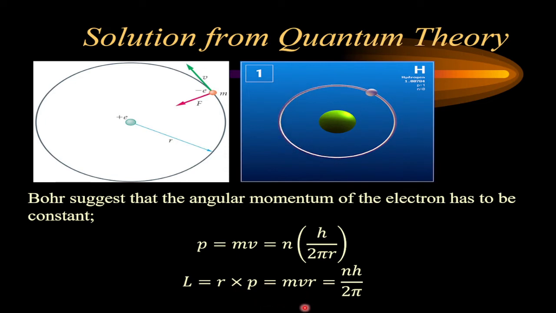Do not complicate thinking about it. He just cross multiplies r to the other side. So he produced the quantity L, which is called the angular momentum. So we have mvr = nh/2π. And we know that these are just constants. So he found out that the angular momentum L for the electron in the hydrogen atom is constant.